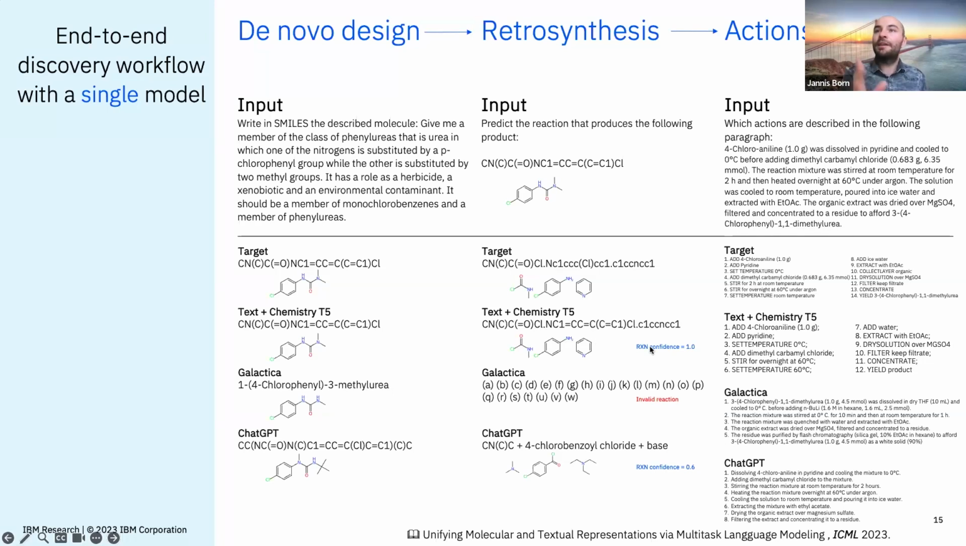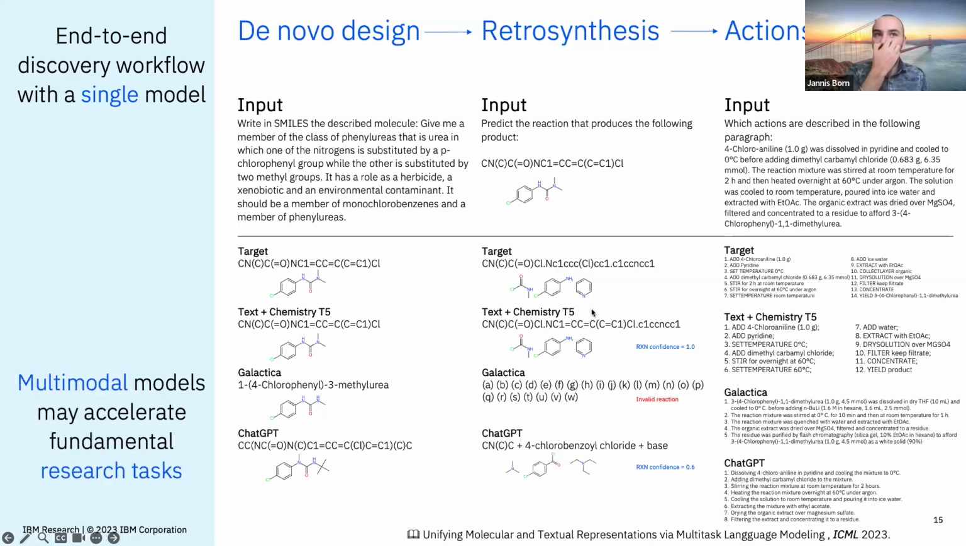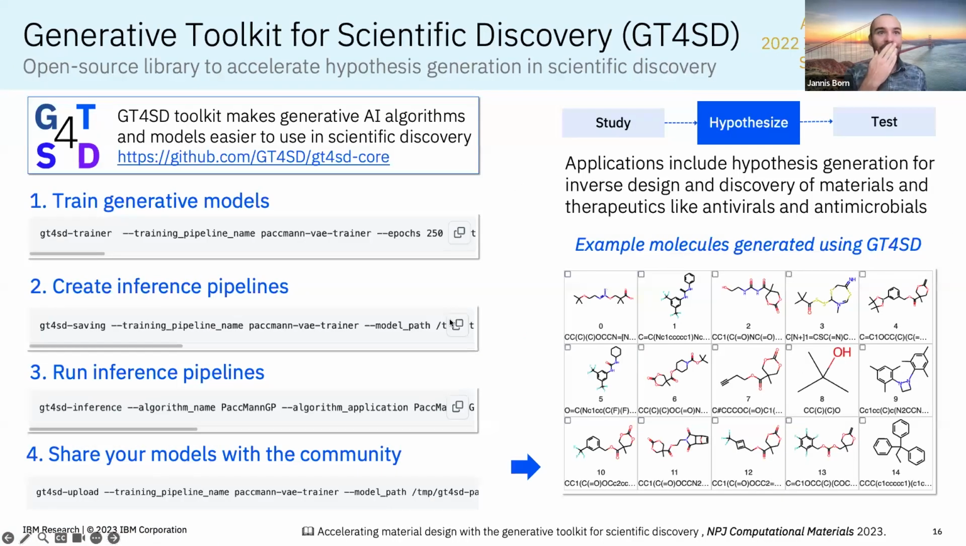And then the last step would be: okay, now I want to execute this reaction. So how do I do it? Which steps do I have to execute? And yeah, it's not for you really to understand the details, but just to see that even here our model was capable of accomplishing this task, because obviously it was trained also on this task. So I believe that in the future, such multimodal models may help us to accelerate fundamental research tasks and workflows.